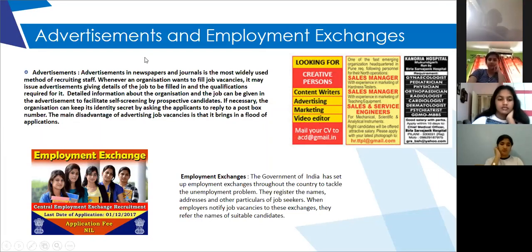Second picture, if you see, I've put is of an employment exchange. Can you see there? Okay. The government of India has set up employment exchanges throughout the country to tackle unemployment problems. Many times what happens is people are well qualified, but they don't know how to get a job. Right? This is a common problem that many people face.